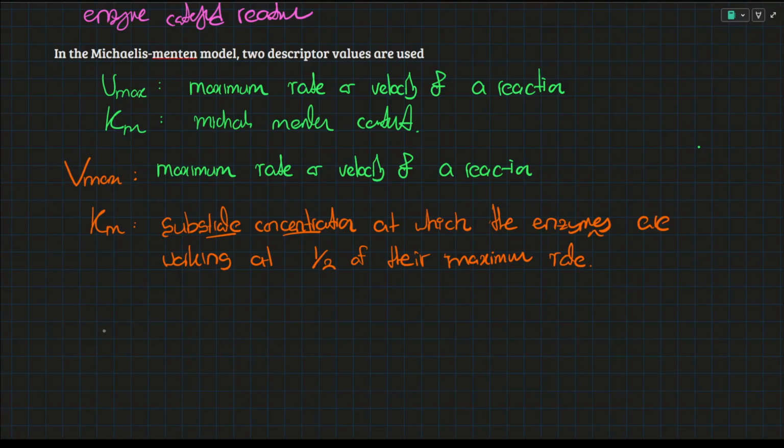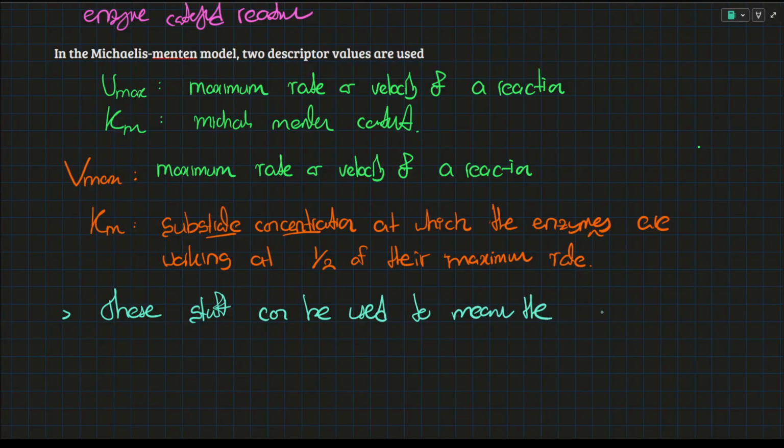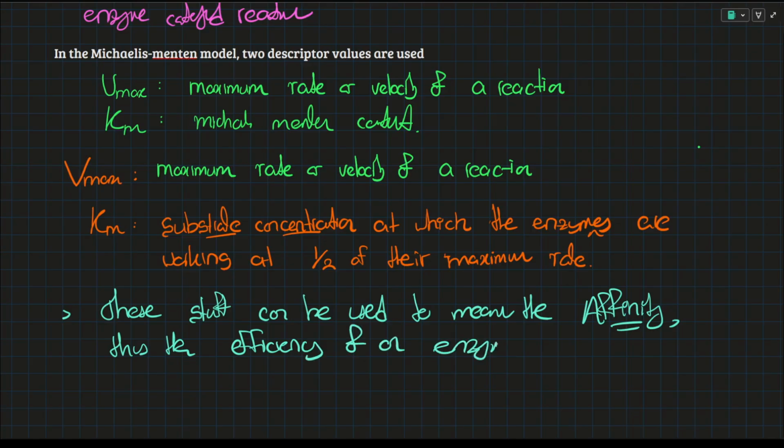Now, why bother? Why all these measurements and why Km, all that stuff? The reason being, these can be used to measure the affinity, hence the efficiency of an enzyme. That's why we need all these things. What is affinity? What is efficiency? We'll talk about that later. What we're trying to do is see how effective an enzyme is.